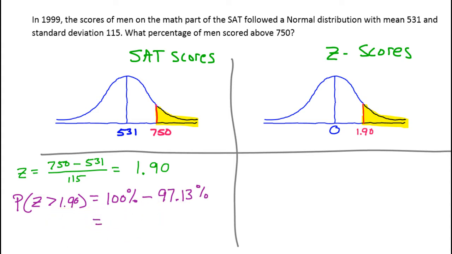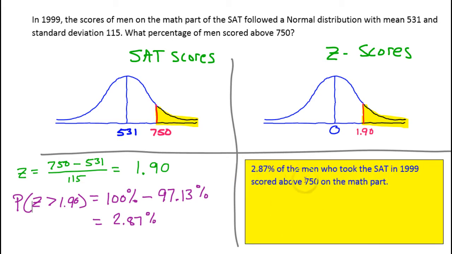Just subtract that out. That turns out to be 2.87%. So that's the answer to the question, which I'll record over here. In this space, we tie it all together with a sentence that fully answers the question in the context of this word problem. 2.87% of the men who took the SATs in 1999 scored above 750 on the math part.